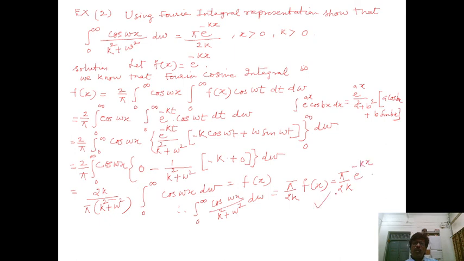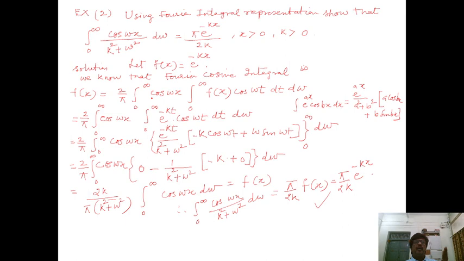So that is how we solve examples based on this Fourier integral theorem. It should be noted that if the function given is an even function, then we use the Fourier cosine integral formula, and if it is an odd function, we use the Fourier sine integral formula. Here it is the cosine formula.